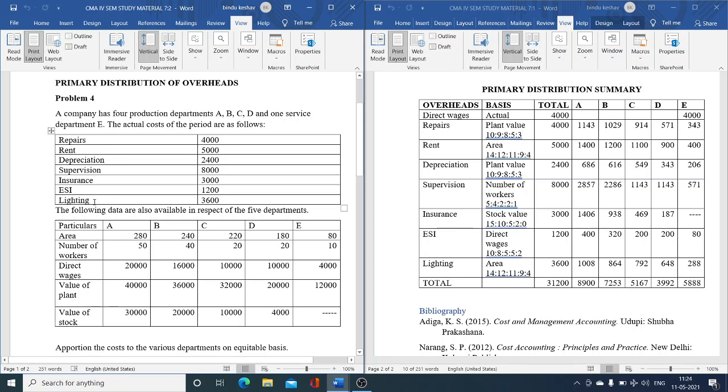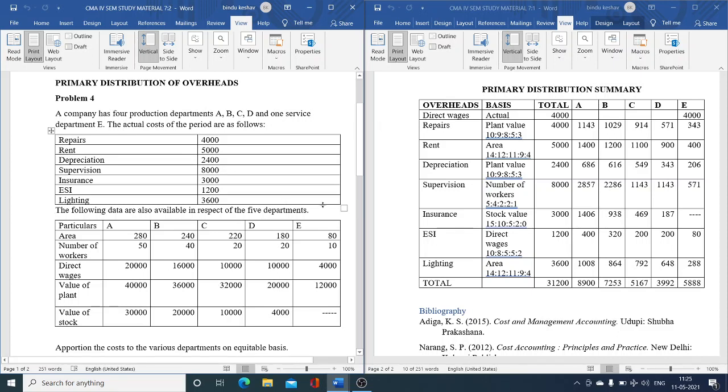The next item is lighting. Lighting is actually based on light points. So in this problem we do not have information about light points. So the next item which can be considered is the area occupied. So area is given for different departments: 280, 240, 220, 180 and 80. So based on this it can be distributed among the different departments.